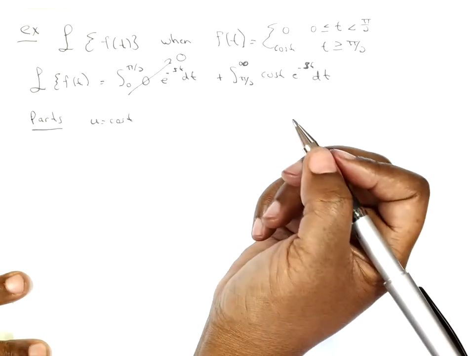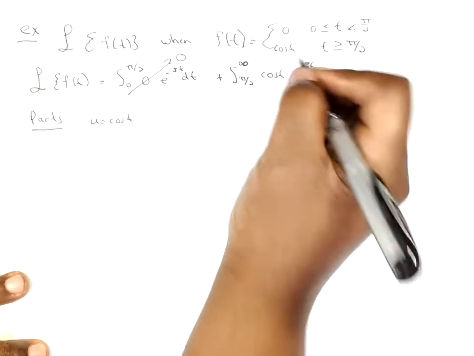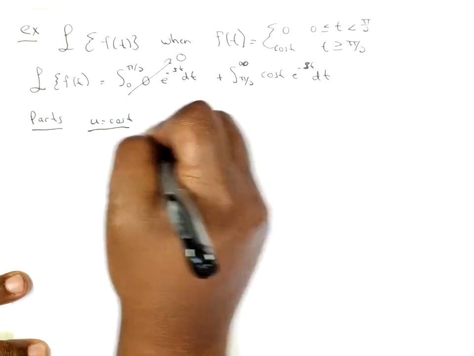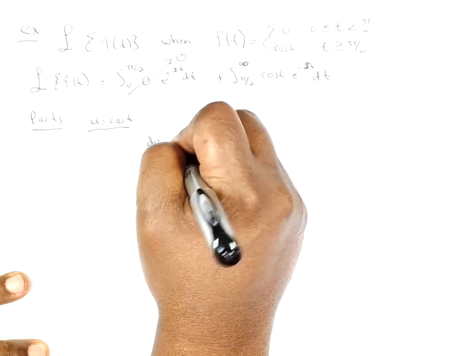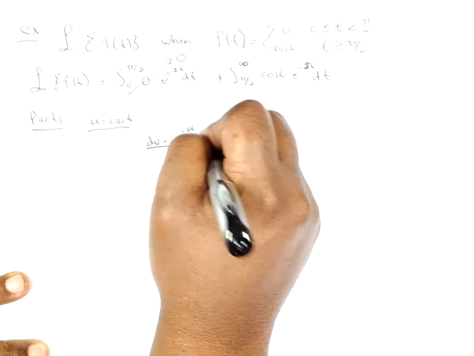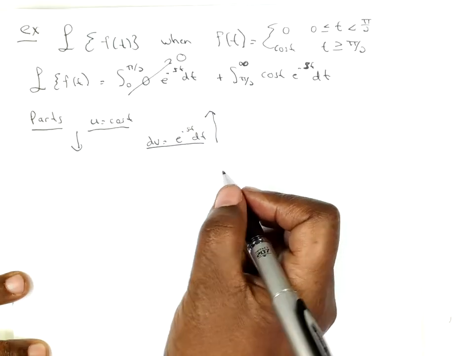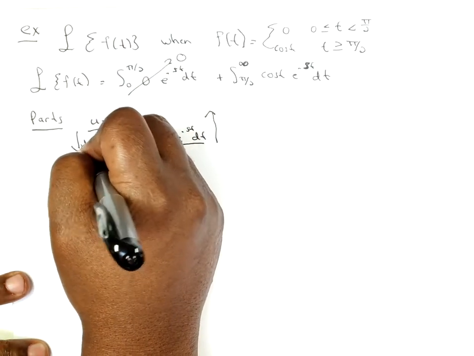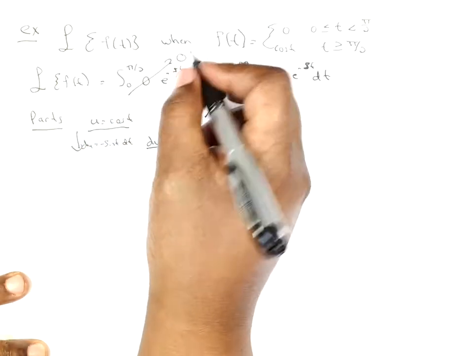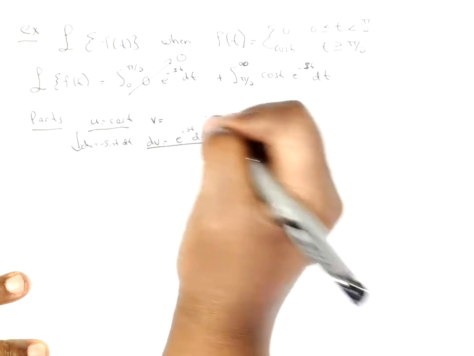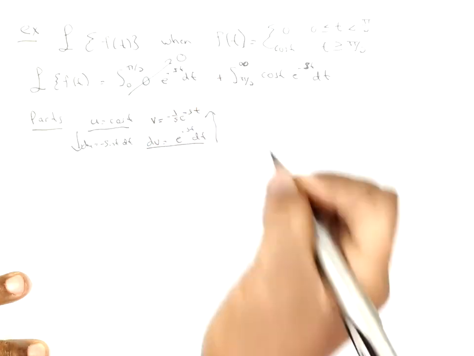And we can't use the nice table method because we don't have any derivatives going to 0. So I'm going to use u as cosine t and dv as e to the negative st dt. So we have to take the derivative of u and we have to integrate dv. Derivative of u, du, is negative sine t dt. Integrating e to the negative st, we get negative 1 over s e to the negative st.